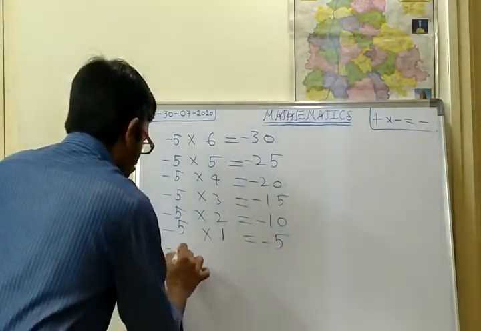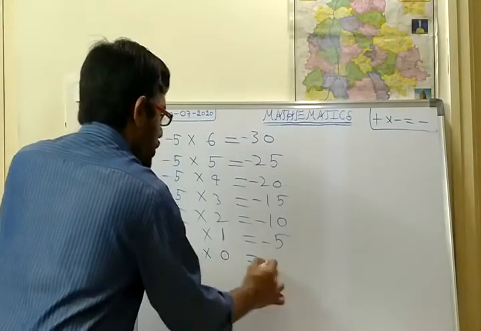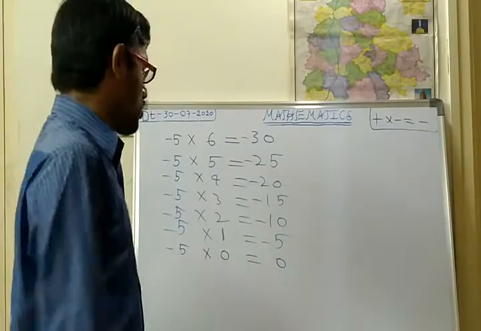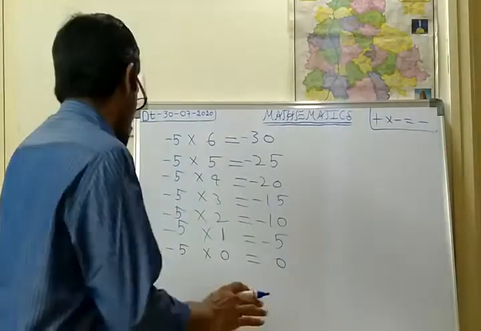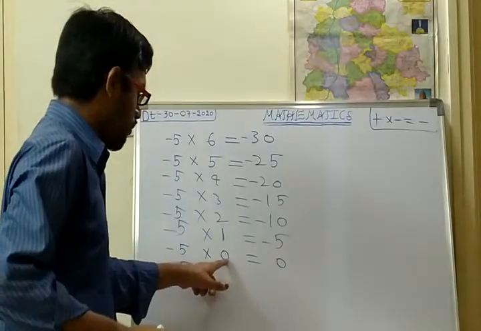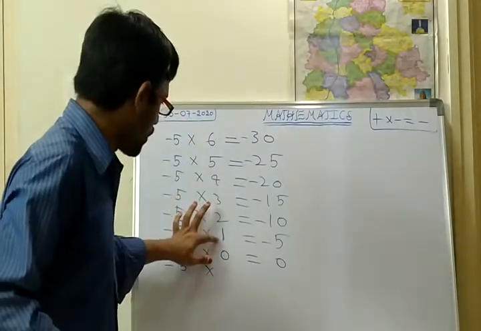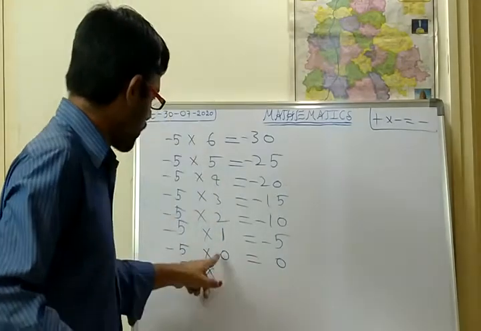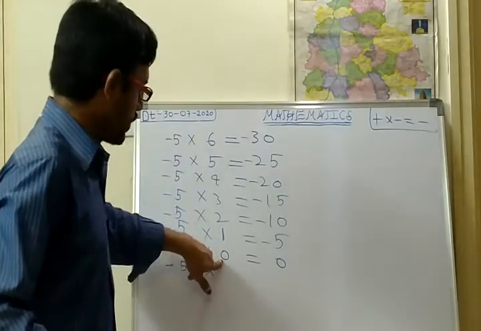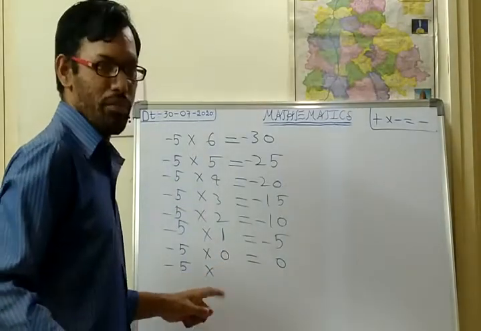Now minus 5 into 0: anything into 0 is 0 only. 0 into something is 0 only. Next, minus 5 into, before 0, what will be the numbers? These all are positive numbers, natural numbers. Natural numbers with 0 make whole numbers. So after whole numbers, there will be negative numbers.